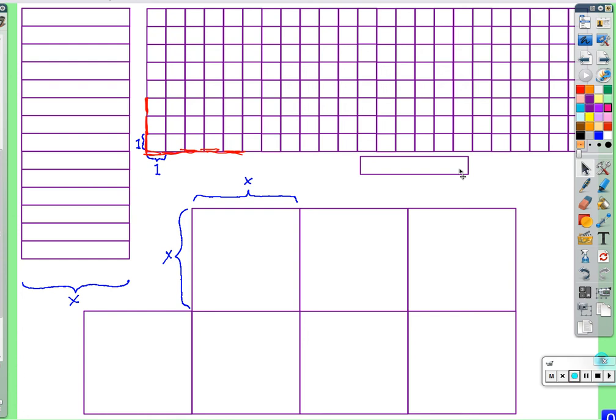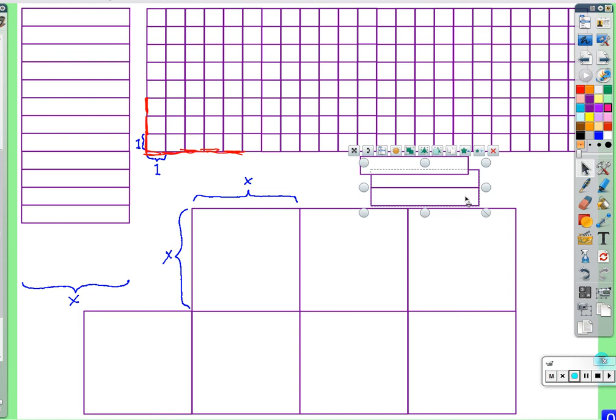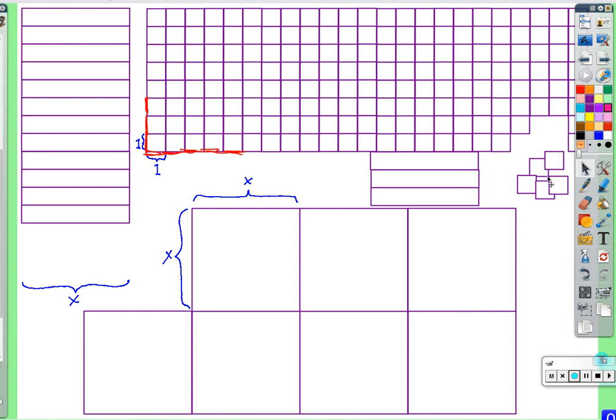Okay. What does 3x look like? This is 3x. I did it right. X plus x plus x is 3x. So there's x plus x plus x, just like this was 3 plus 2. Addition is just these tiles being grouped together.